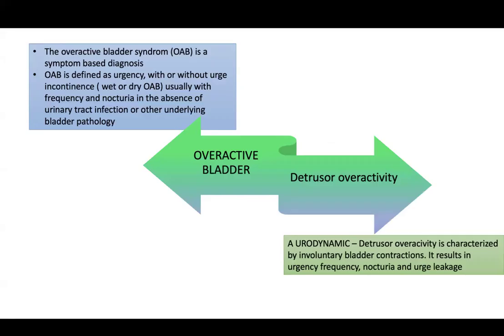If you look at this slide, what is the difference between OAB and detrusor overactivity? OAB is a symptomatic diagnosis. Whenever the patient has symptoms like urgency, frequency, nocturia, with or without leakage, this is OAB. And what is detrusor overactivity? Whenever the symptoms of OAB are proven with urodynamics, then it is called detrusor overactivity.